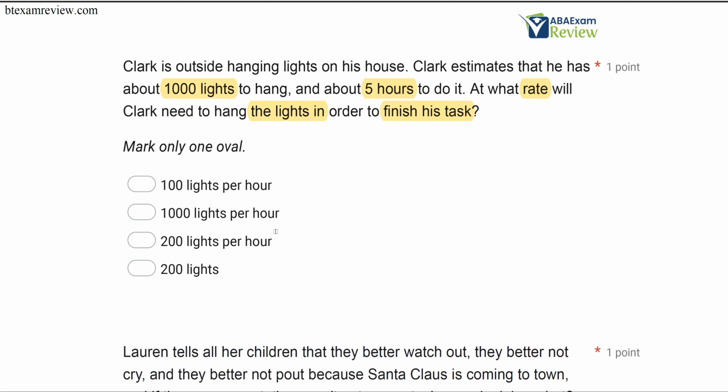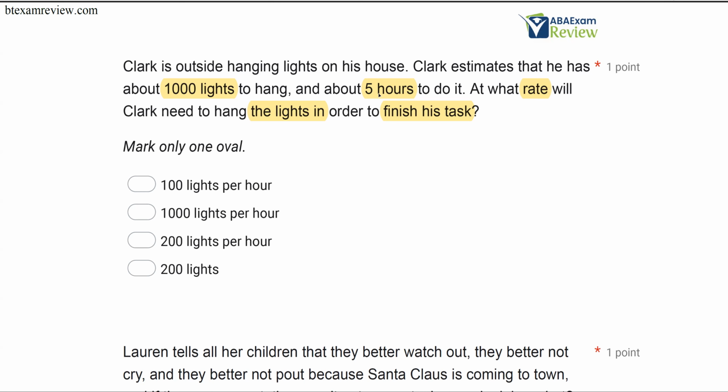Not going to work. B, 1,000 lights per hour. Now, 1,000 lights per hour will be excellent, but does that equal our rate? It doesn't, because he has 5 hours to do it. In order to calculate rate, we're going to put the 1,000 over the 5.